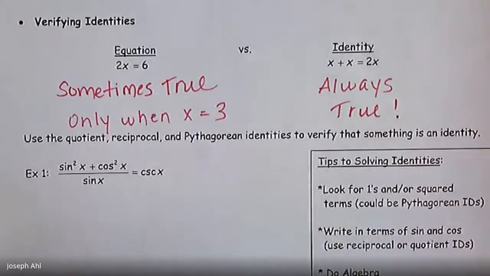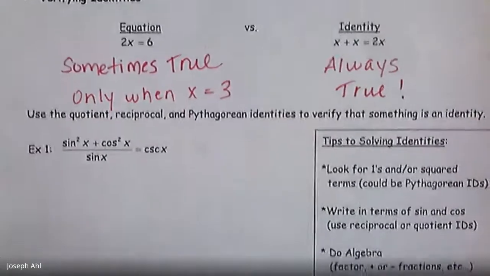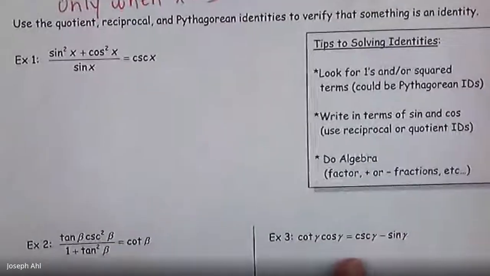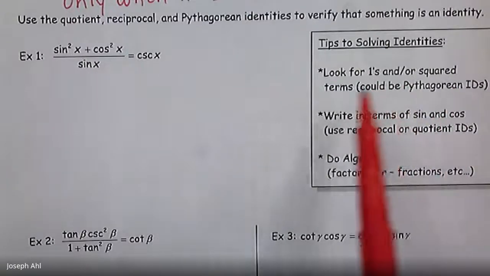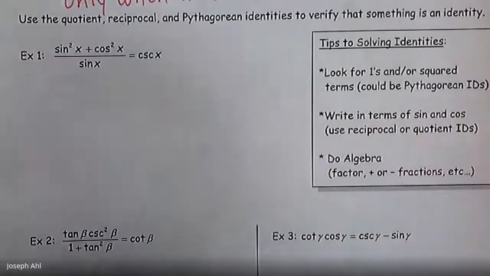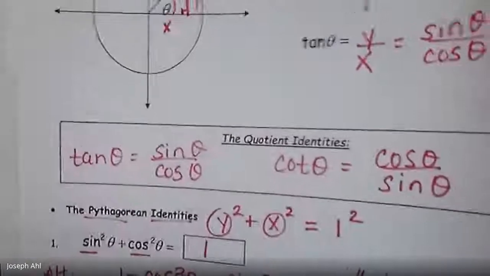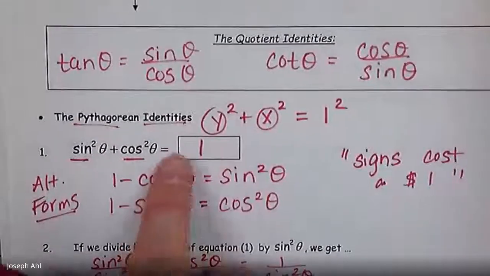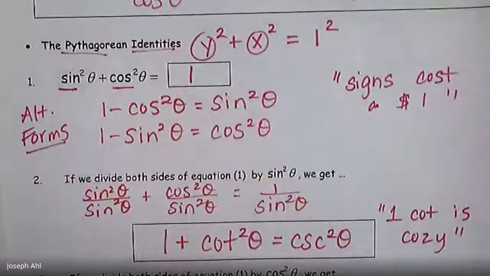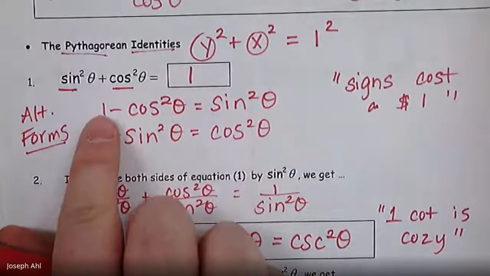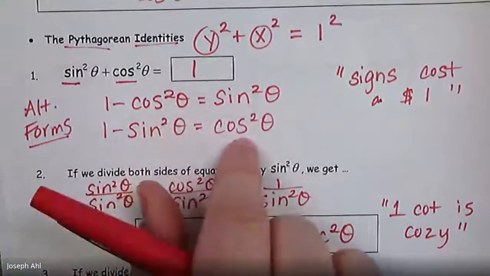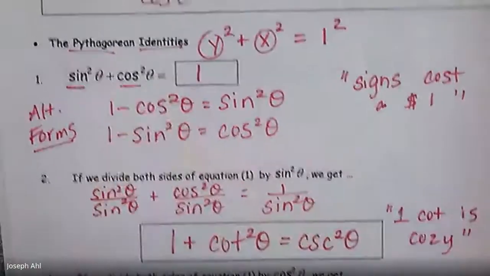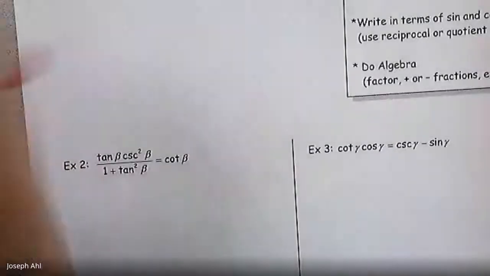So what we're going to do to prove identities that contain some trig functions, we're going to follow these tips over here. So step number 1, look for ones and or squared terms. It could be one of those Pythagorean identities that we just saw. So if you see sine squared plus cosine squared, you're going to replace that with 1. But also look out for this. If you see 1 minus cosine squared, that's going to be sine squared. So you can make some replacements based on the Pythagorean identities that we just talked about.